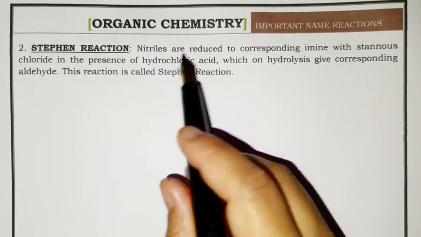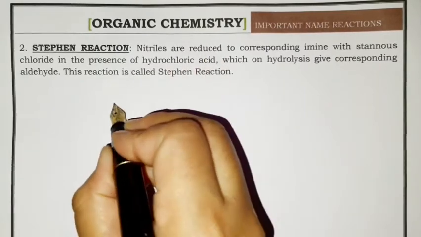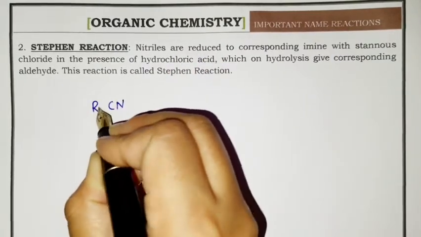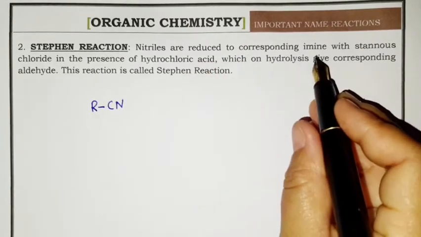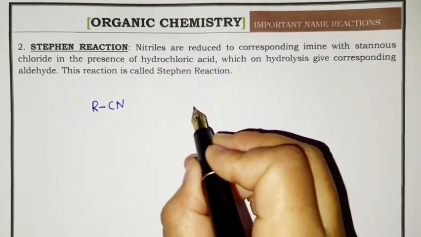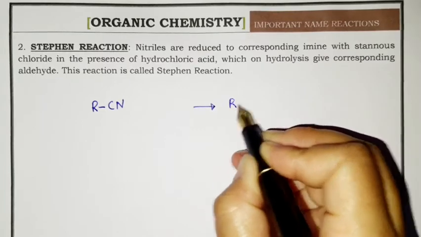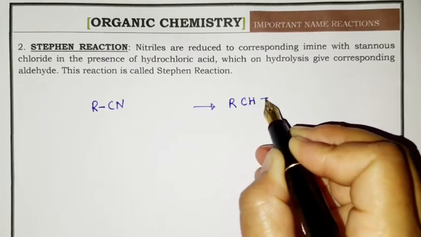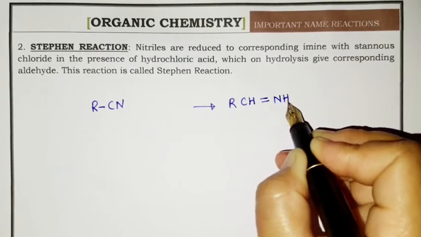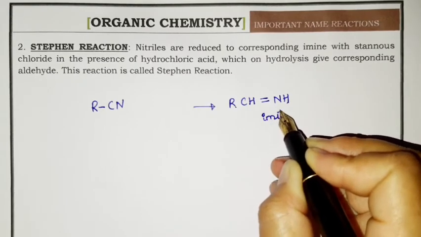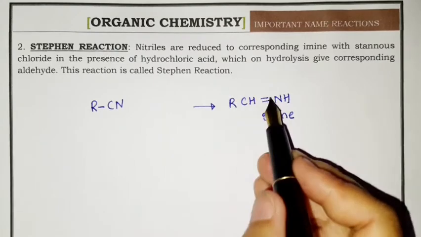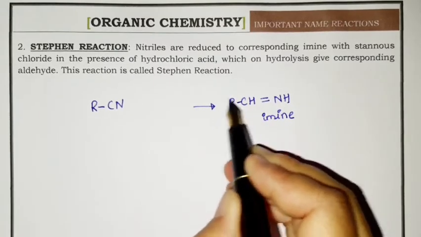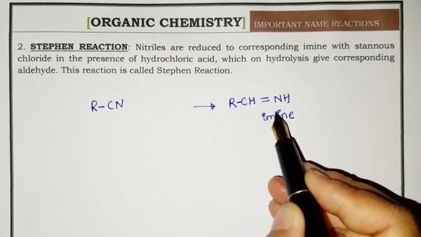Now what is this reaction? Nitriles, which means your CN, an alkyl group attached to CN. So this is your nitrile. They are reduced to the corresponding imine. Imine is R, then CH double bonded NH. So we call these imine. So this is converted to the corresponding imine with the same alkyl group.